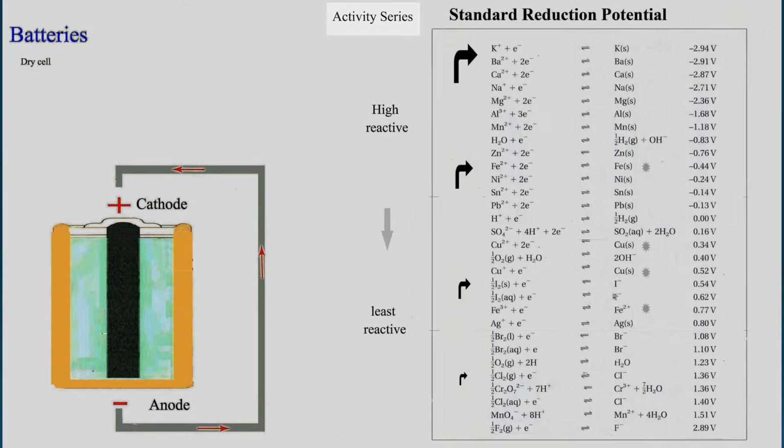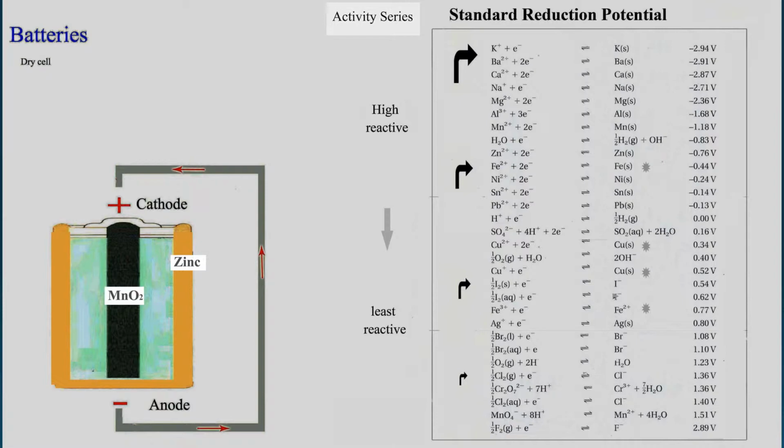In a battery, first, you realize they also have an anode and a cathode. Anode negative, cathode positive. Please remember. The anode is made of zinc. The cathode is made of MnO2.